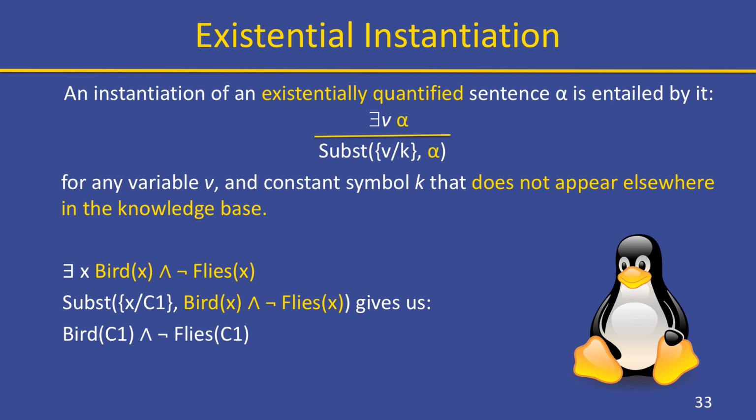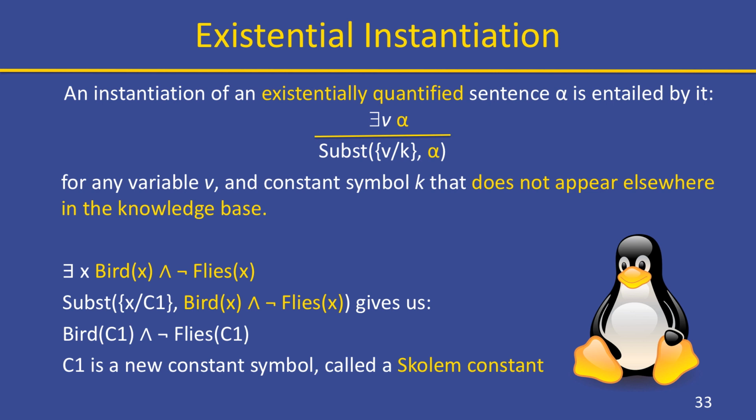The existential instantiation rule tells us that this new sentence, bird(C1) and not flies(C1), is entailed by the existentially quantified sentence, there exists x, bird(x) and not flies(x). C1 is a new constant symbol. We call it a Skolem constant.